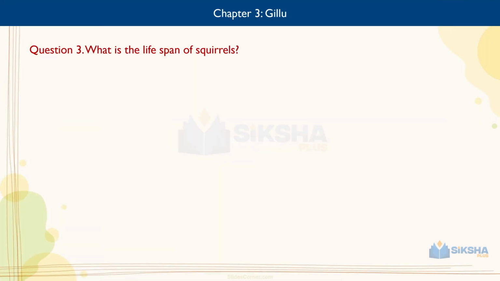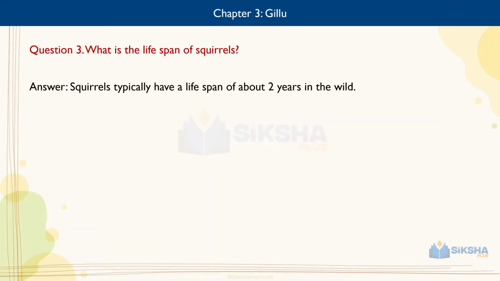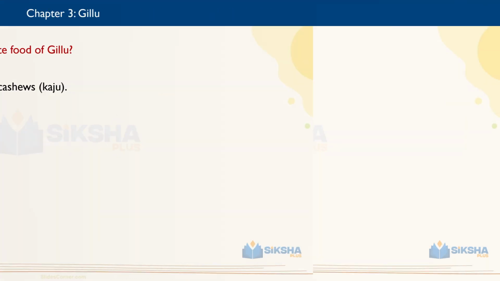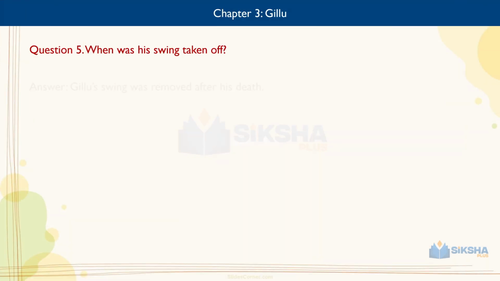Question number 3: What is the lifespan of squirrels? Answer: Squirrels typically have a lifespan of about 2 years in the wild. Question number 4: What was the favorite food of Gillu? Answer: Gillu's favorite food was cashews, kaju. Question number 5: When was his swing taken off? Answer: Gillu's swing was removed after his death.